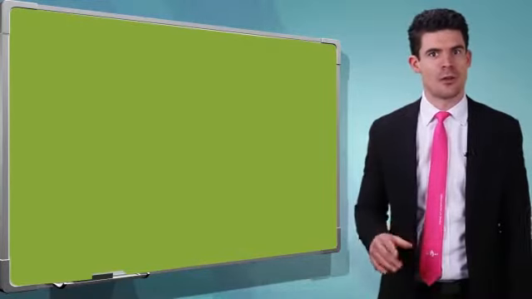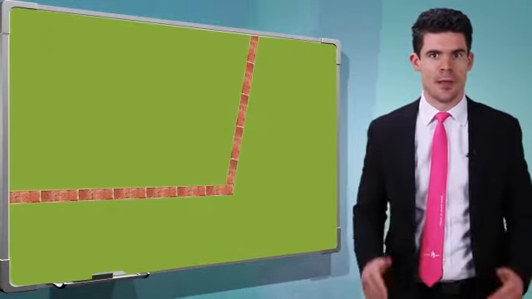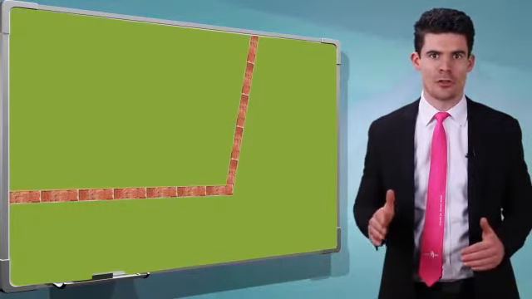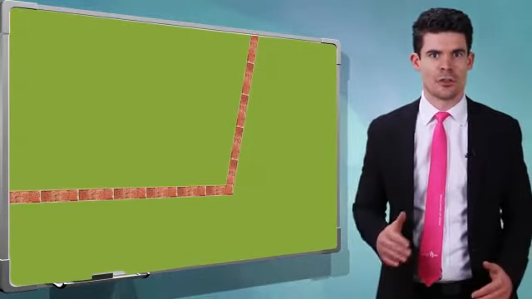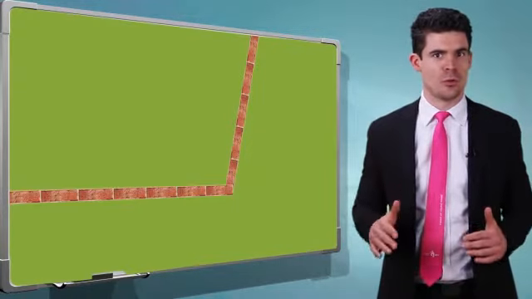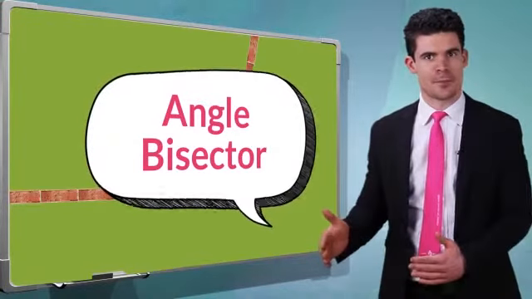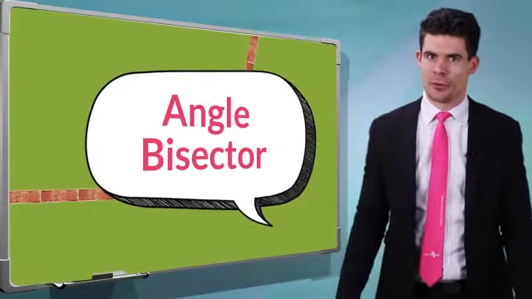Okay, let's look at one more. Now, imagine there are 2 walls and a gardener wants to plant some flowers so that they are closer to one wall than the other. In order to do this, we actually need to split the angle between the 2 walls in half. The posh name for this is an angle bisector. Time to get out that compass once more.